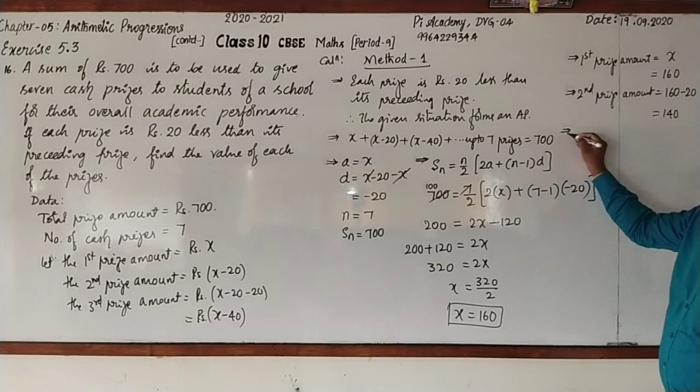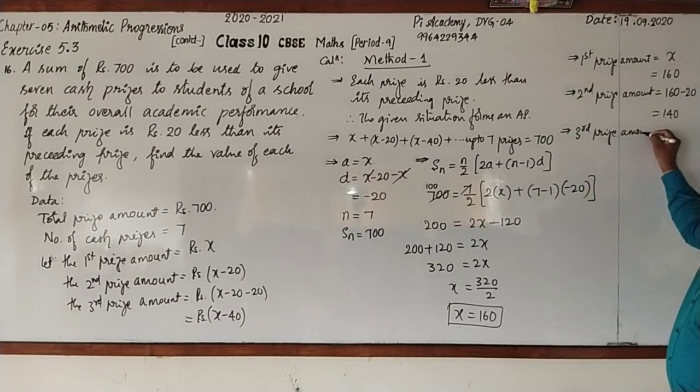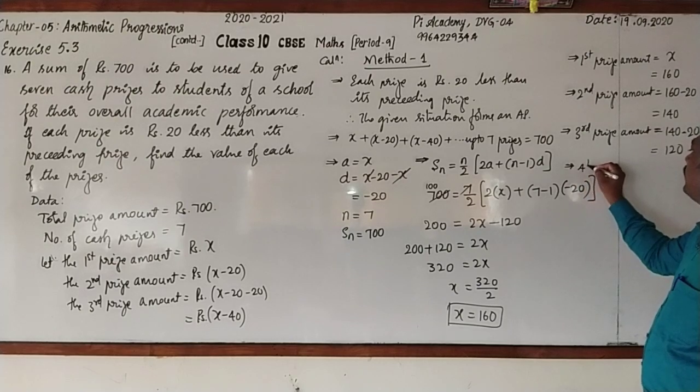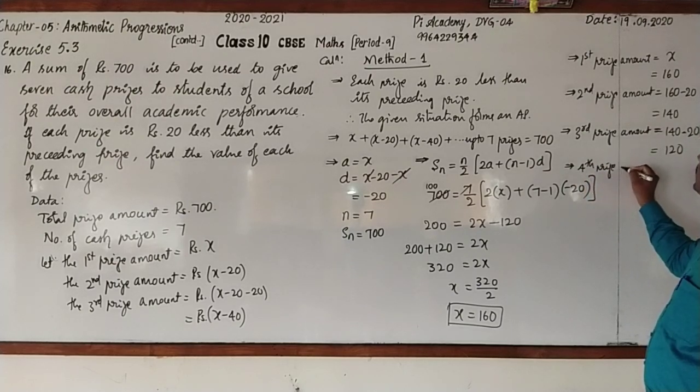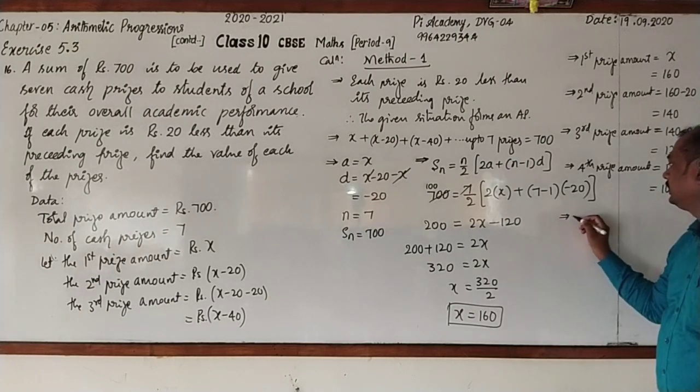Next, third price amount is 140. How much amount should be reduced? Yes, 20. This will be 120. Next, here I will write. Fourth price amount is 120 minus 20. This will be 100. Similarly, here I will continue.